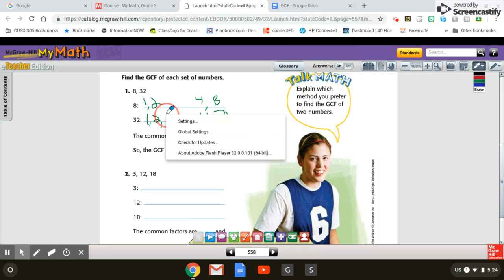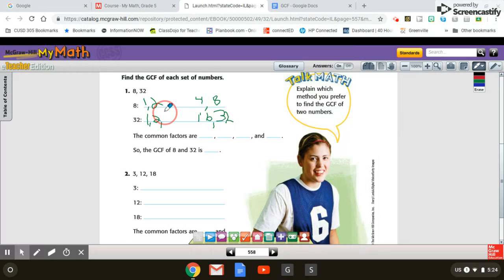No 5. Here we have 4 times 8. No 5, no 6, no 7. So we are done. So our common factors are 1, 2, 4, and 8. So your greatest common factor is going to be 8.